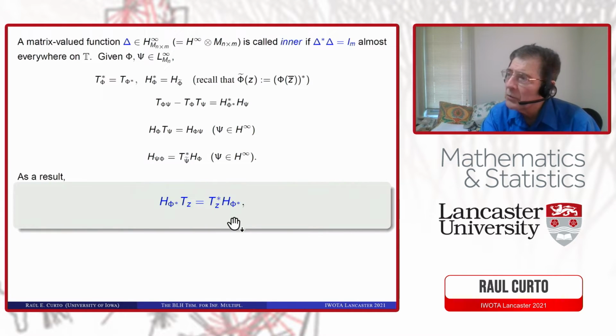The one that we are most interested in is this one here, which says that if I take Tz and I hit it with Hφ*, I get Tc* Hφ*. Now, remember that φ is in L infinity, so φ* is also in L infinity. So I may as well have written Hφ and Hφ here.